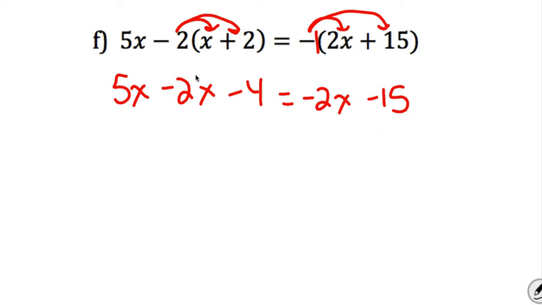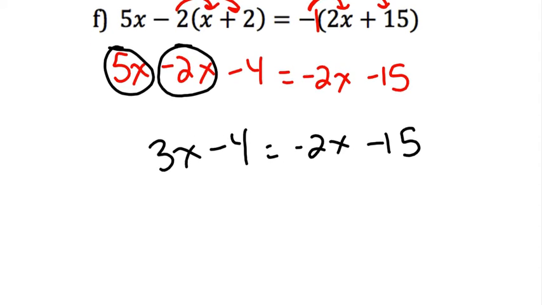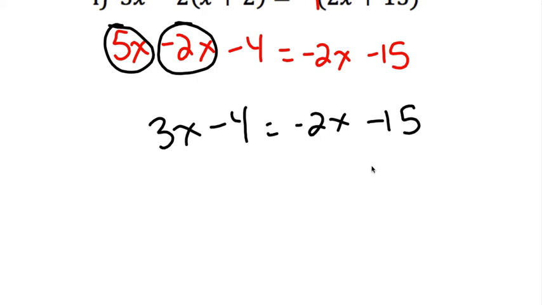Now let's combine our like terms. Over here, 5x minus 2x. 5x minus 2x is 3x. Let's bring down the minus 4. Equals negative 2x minus 15. I have no like terms to combine on the right-hand side. Now let's move the x over. So this is a negative 2x.